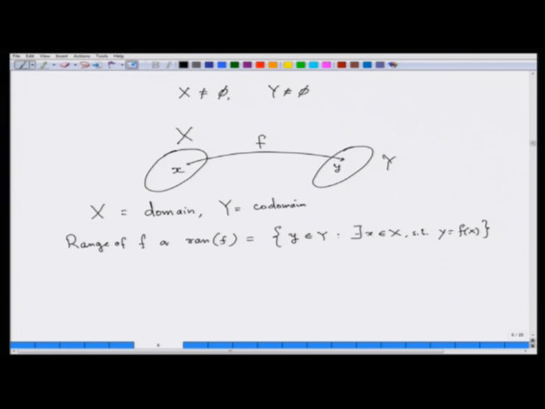So, this means that not all elements of Y need be an output corresponding to a given x. That is something very, very important. So, there is a difference between codomain and range. Essentially what we are trying to say is, range is a subset of the codomain.